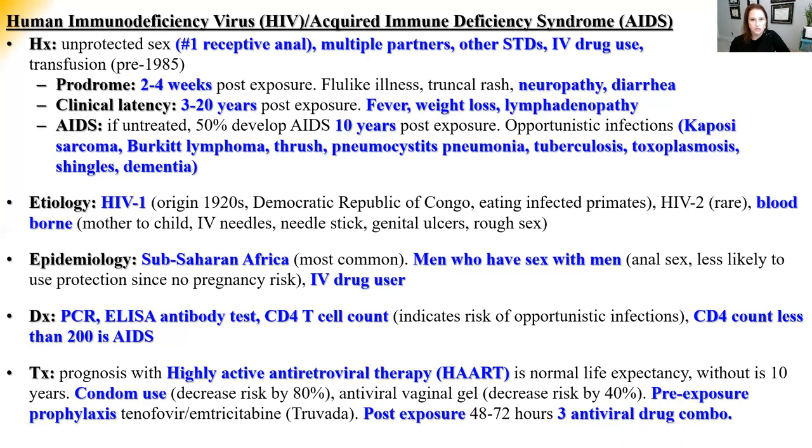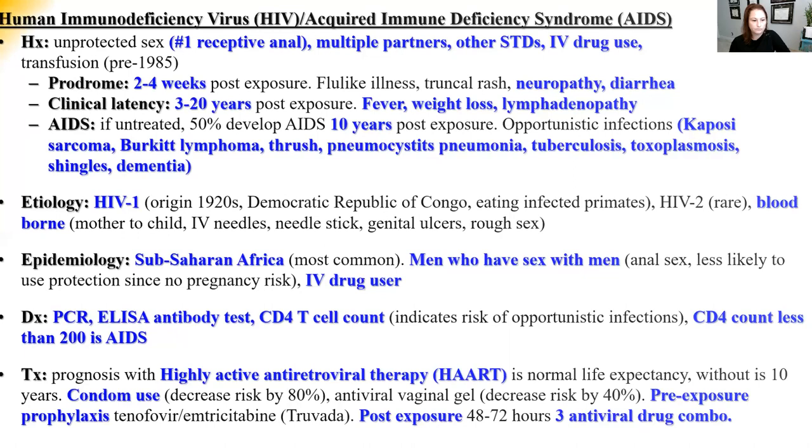We know that condom use can decrease the risk for HIV by 80%, and antiviral vaginal gels can decrease the risk by 40%. There's a new class of medications out now called pre-exposure prophylaxis that can be given to people in those high-risk categories. The brand name for that is Truvada. If you're a healthcare worker or somebody who has been exposed, you have the option to do a 3 antiviral drug combo. That's called post-exposure treatment. So that's given 48 to 72 hours after known exposure.